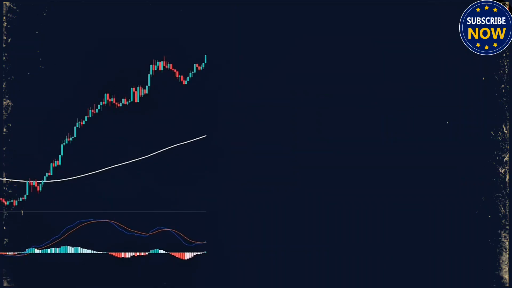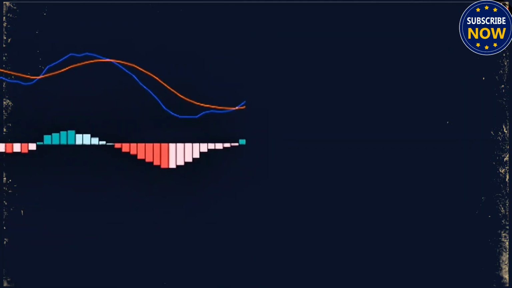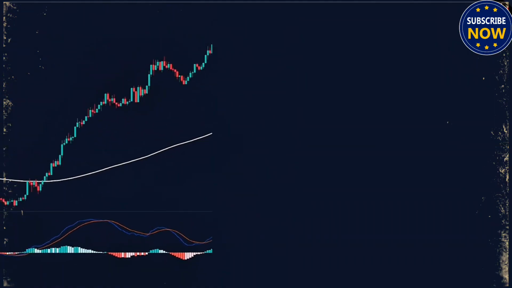Now, let's look at another example. Again, price is printing higher highs and higher lows, so we're still in an uptrend. Price is above the 200 EMA, confirming we're only interested in long positions. Then we spot a bullish MACD crossover. But notice, it's happening above the zero line. That's a red flag. According to our rules, we only take longs when the MACD crossover happens below the zero line, so we skip this one and wait.